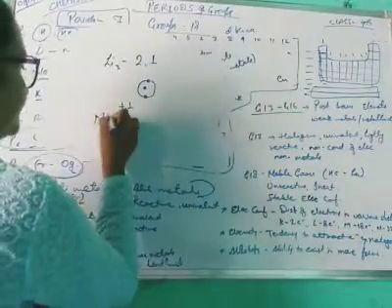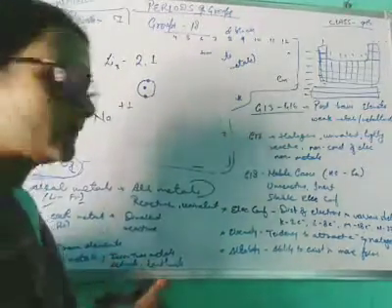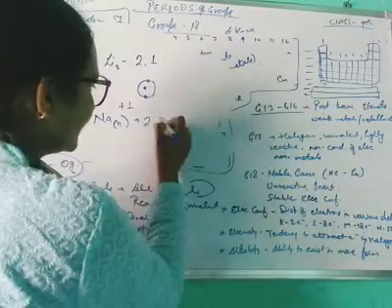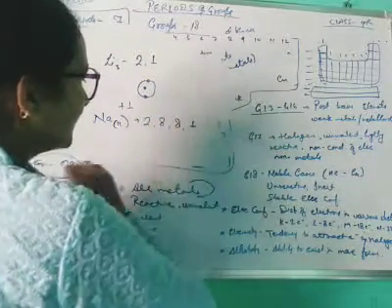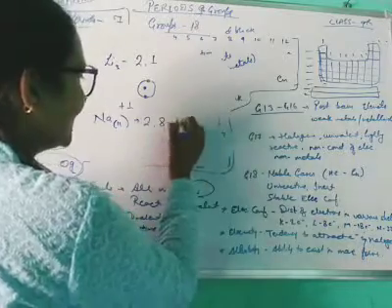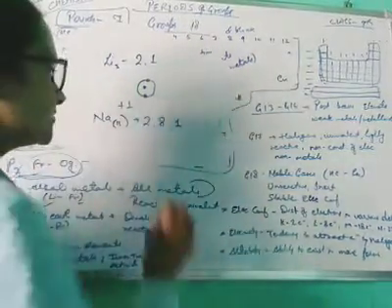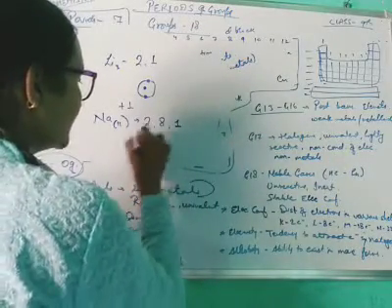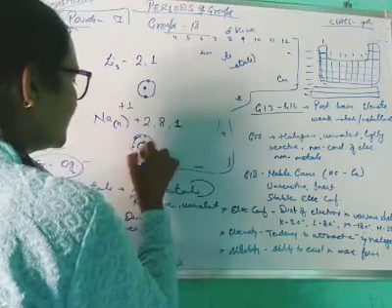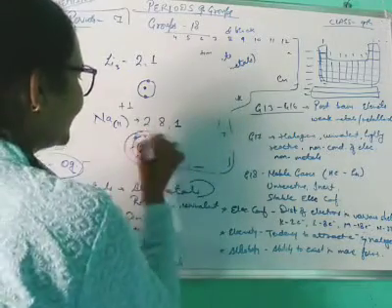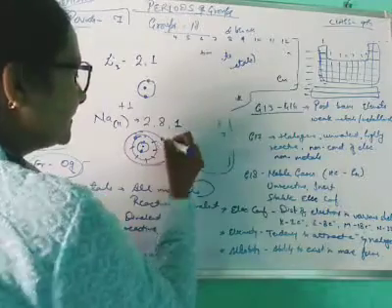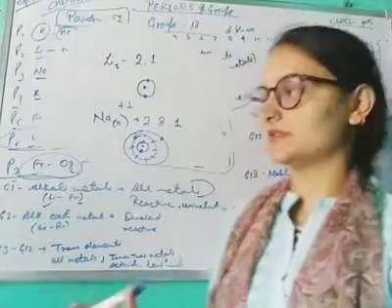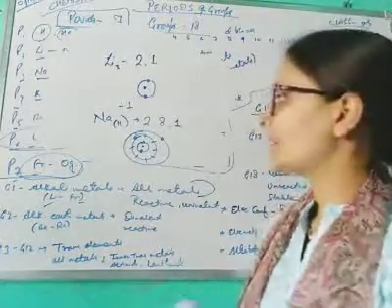For example, sodium. The atomic number of sodium is 11. So its electronic configuration will be 2, 8, 1. 2, 8, 10 and 1, 11. So you see, 2 here is the duplet, complete. Another one has 8 electrons, 1, 2, 3, 4, 5, 6, 7, 8, complete. And the M shell has only 1 electron. So if sodium wants to get stabilized, if it wants to complete its octet, what does it have to do?